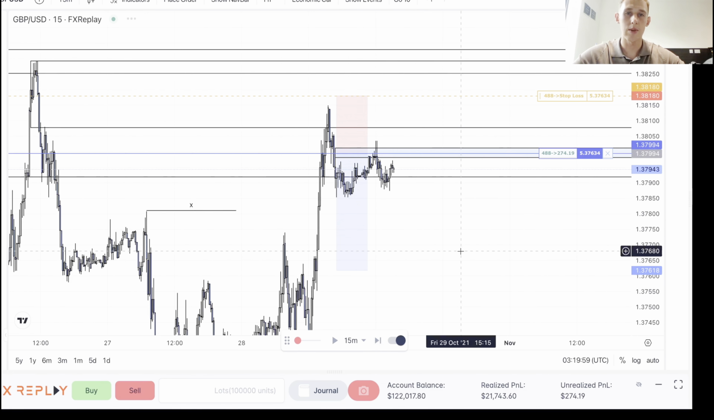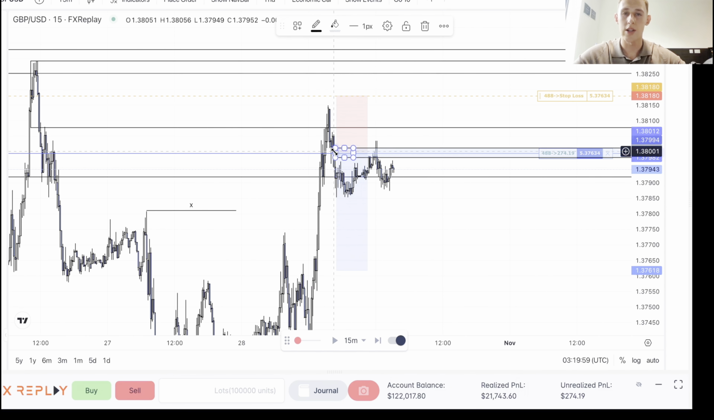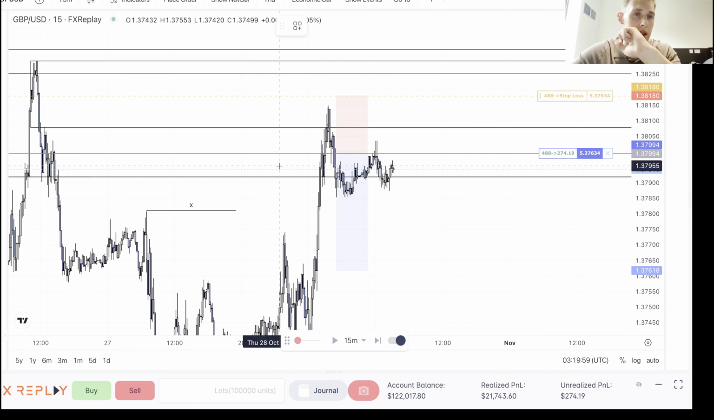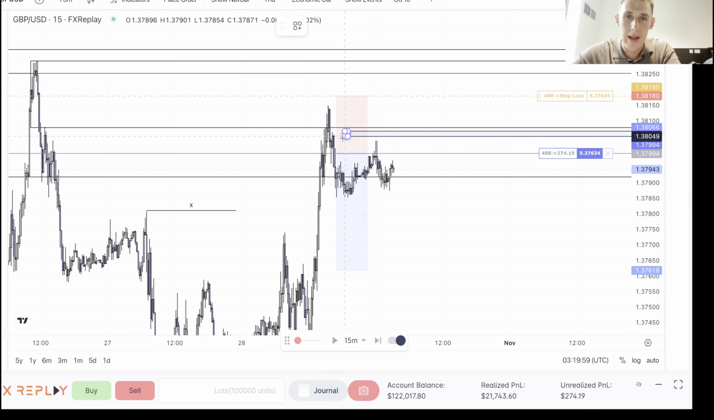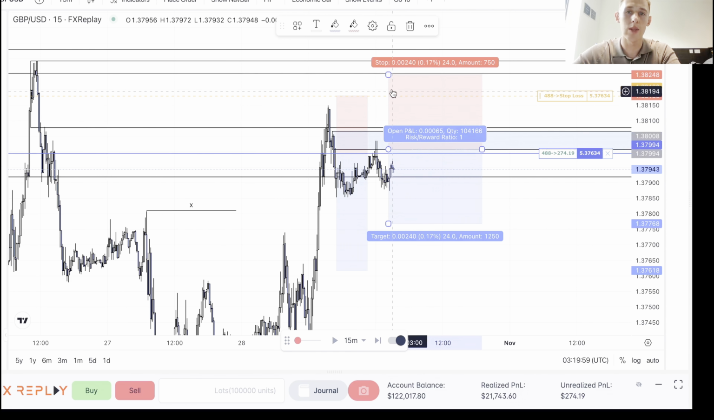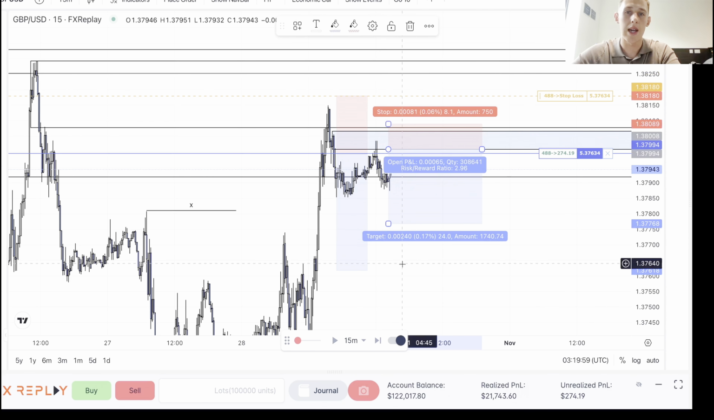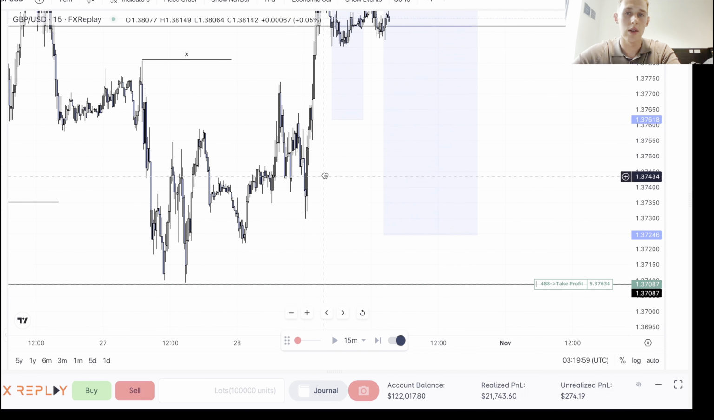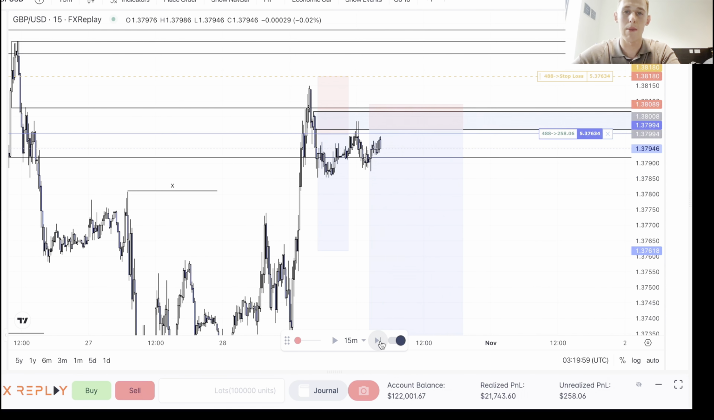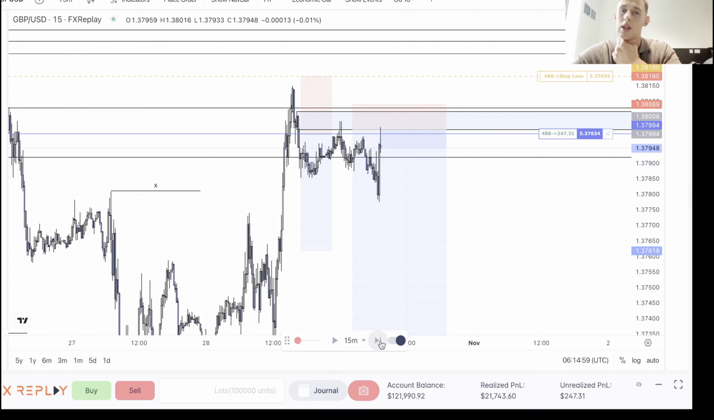Play this on the 15 as well, so it's a bit quicker. Oh, actually, so you can see that this would have been a more clear entry. So we had a 15-minute breaker structure, and then you have this area of 15-minute supply. So if we missed that initial 5-minute entry, this would have been my second entry, and we would have targeted this low again, which also gave a much higher risk to reward.